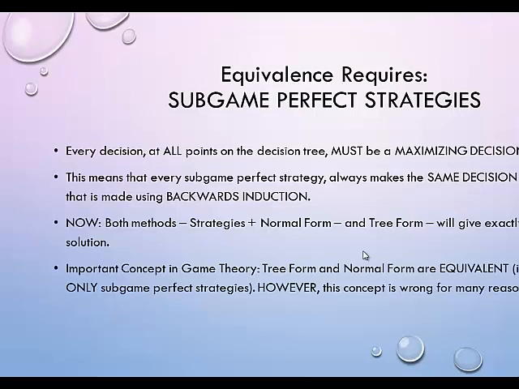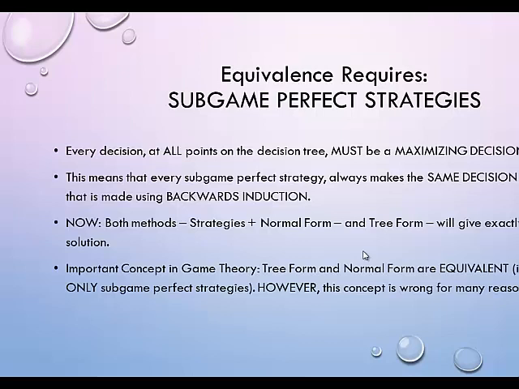Because basically subgame perfect strategies are the same as the ones that you get by backward induction on the tree form. Because when you do backward induction, you're choosing the best possible move at that point. And that is exactly the strategy that is subgame perfect. So all the possible strategies have to be subgame perfect. So this is an important concept in game theory, that the tree form of the game and the normal form of the game are equivalent if we use only subgame perfect strategies.